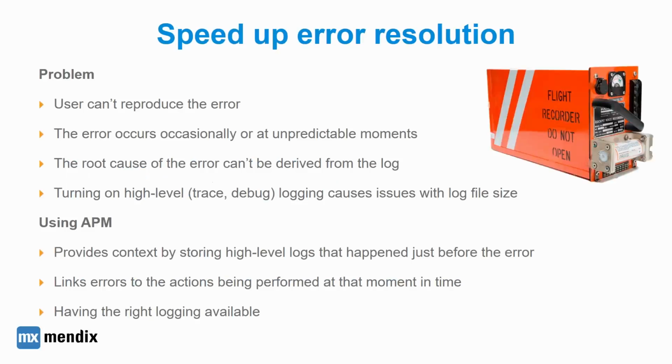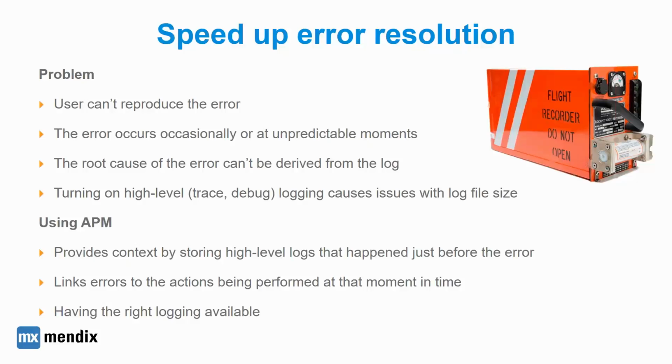So my last use case will be about the trap tool, and that's a tool that helps you speed up the error resolution. Suppose the user has an issue and they can't reproduce the error, and the error occurs occasionally or at unpredictable moments. Then it's very difficult to solve the error because you can't reproduce it and you don't know when it happens. And especially if the log file also isn't telling you much, what would you do?